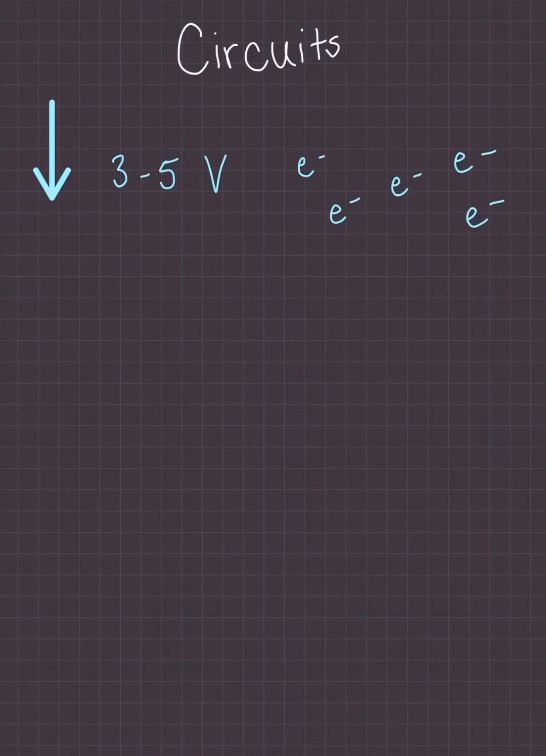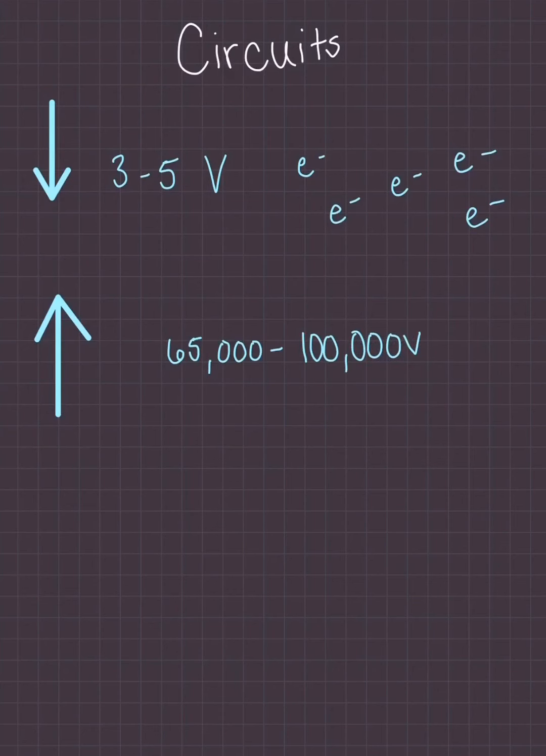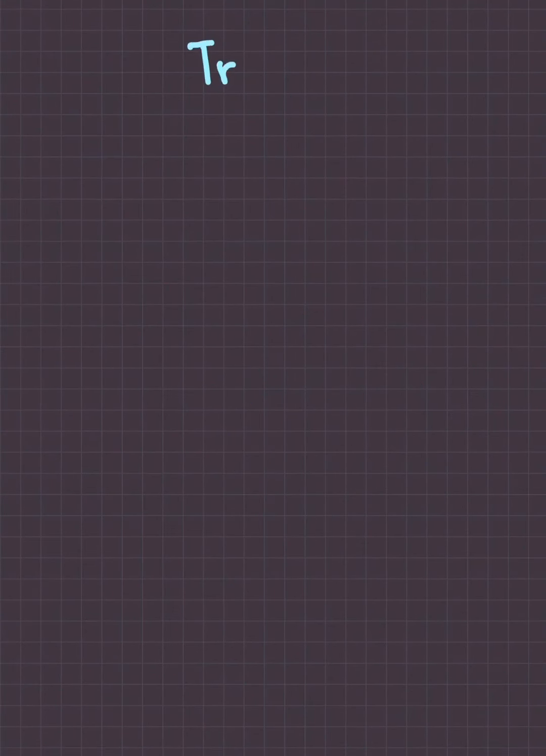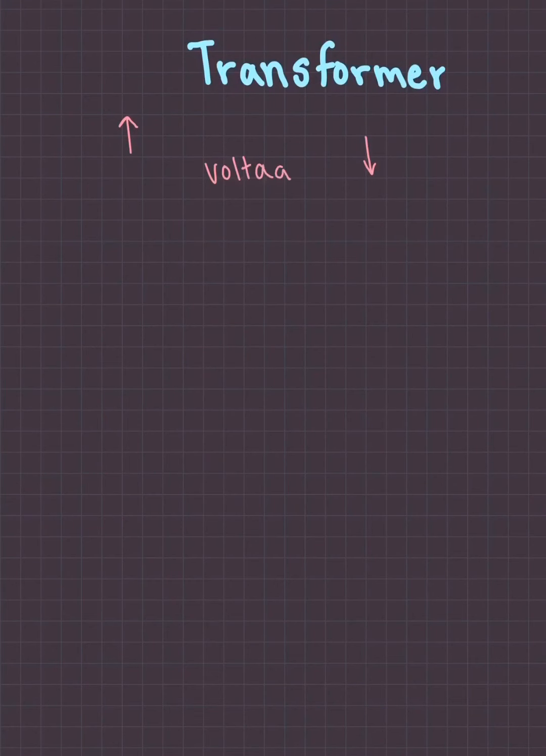There are two circuits used in the production of X-rays. We have the low voltage or filament circuit, which uses 3 to 5 volts and regulates flow of the current to the transformer and filament. We have the high voltage circuit that uses 65,000 to 100,000 volts and provides higher voltage required to accelerate the electrons. A transformer is used to either increase or decrease the voltage in an electrical outlet.